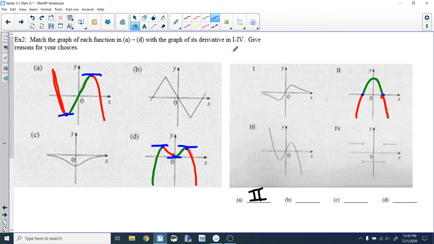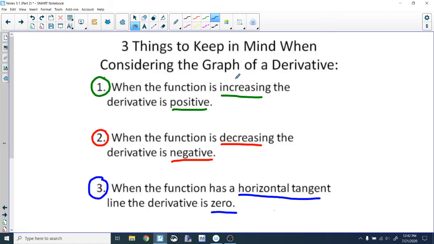And so now I'm going over here and I'm looking for something that matches up with that in terms of the derivative. Now, going back one more time, remember when the function is increasing, the derivative is positive, above the x-axis. When the function is decreasing, the derivative is negative, below the x-axis. When the function has those horizontal tangents, the derivative is 0.